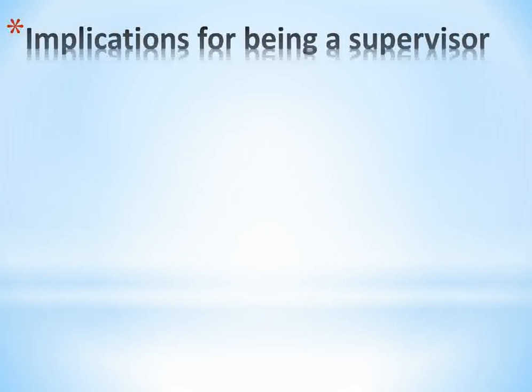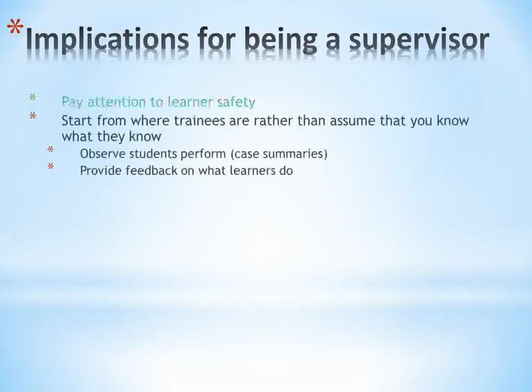So in many respects, the messages, therefore, for being a supervisor here are really paying attention to the messages that we are construing in our teams, and particularly to learner safety within our teams. How safe is this learner to say and think what she really feels, what she really sees, rather than what she thinks I would like her to say or see? Start from where trainees are, rather than assume that you know what they know. So you need to observe them perform, as in case summaries, and you need to provide feedback, as we were alluding earlier, to on what the learners are actually doing.